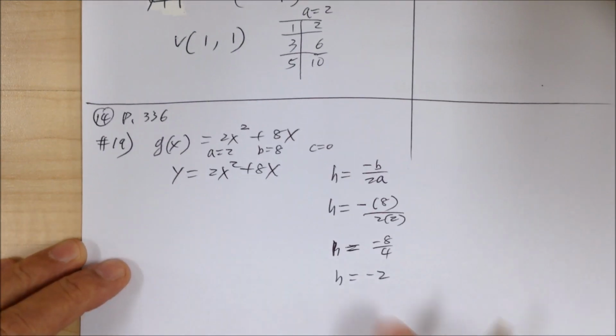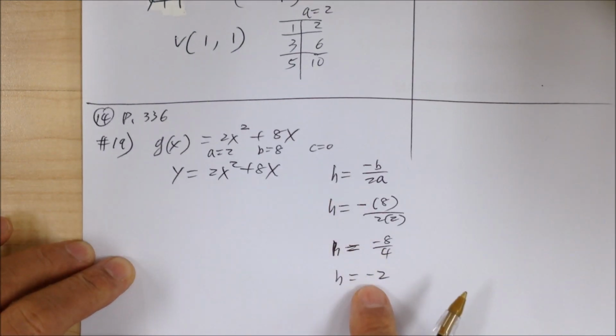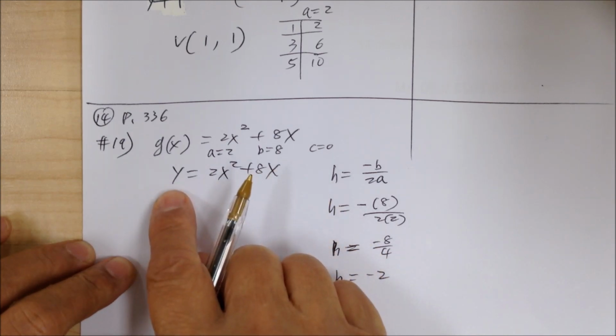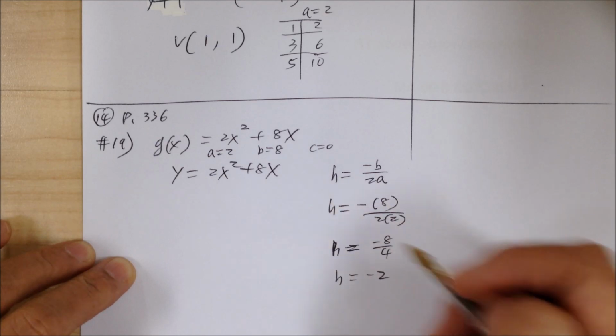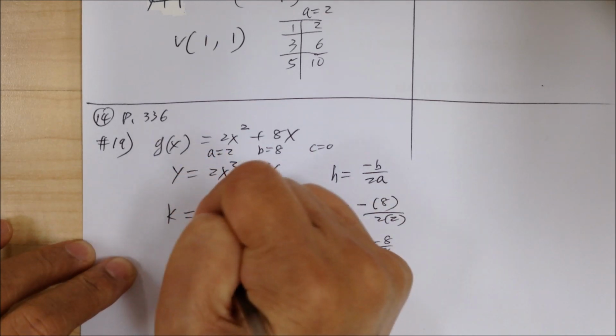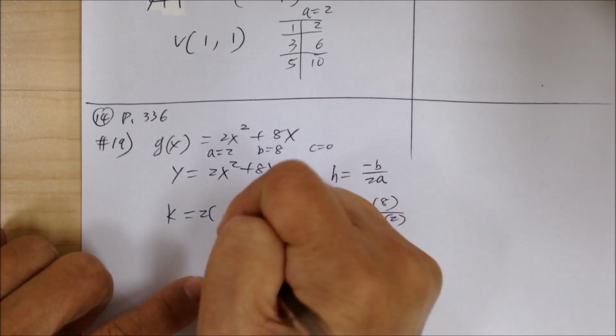Okay? So once you find h, if you substitute, remember h is a special x. So when you put an h in here, the y you get will be k. So h and k are your special x and y. So to find k, just substitute this into here.